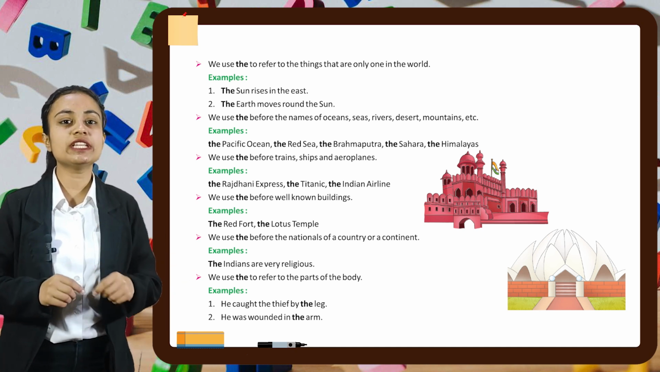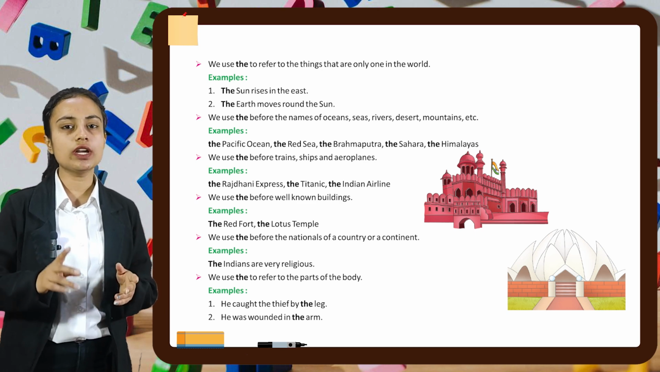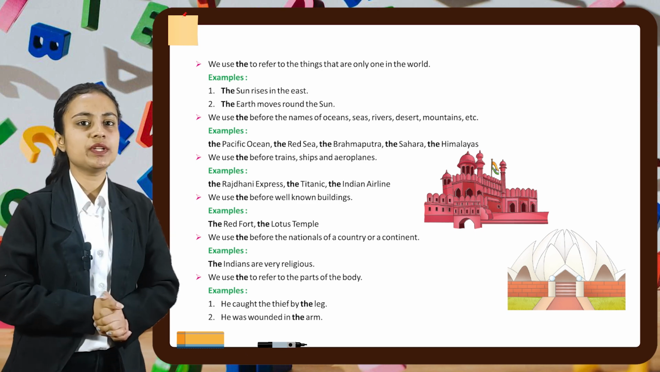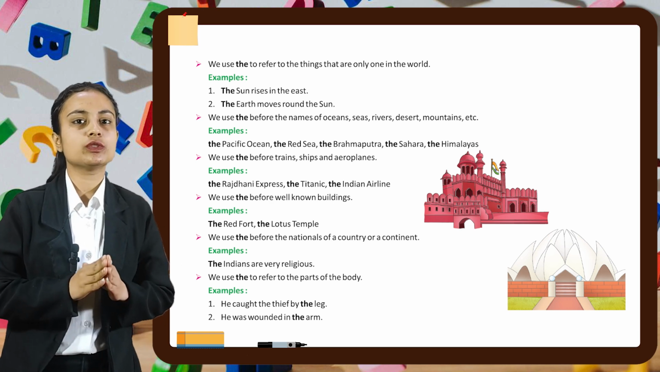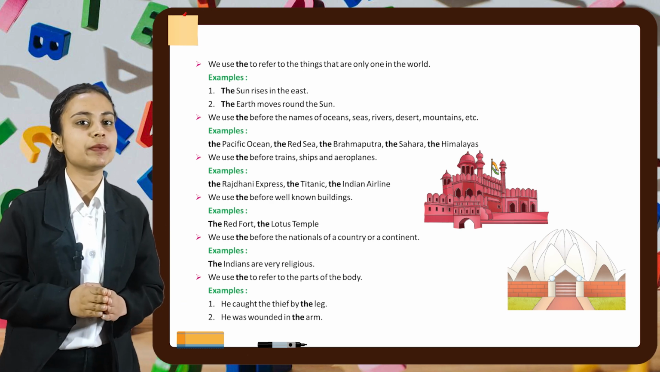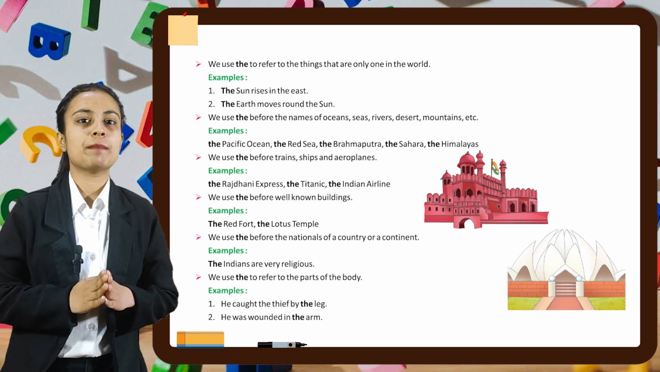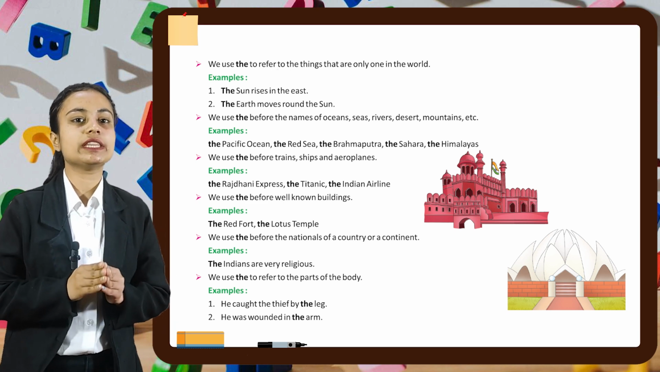We use the before the nationals of our country or a continent. For example, the Indians are very religious. We use the to refer to parts of the body. For example, he caught the thief by the leg. He was wounded in the arm.